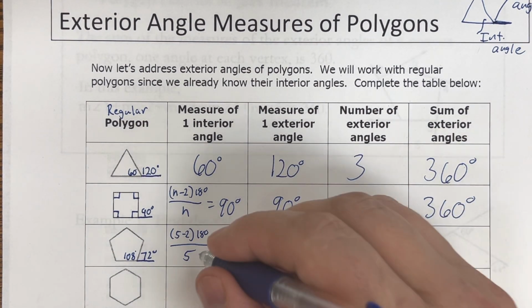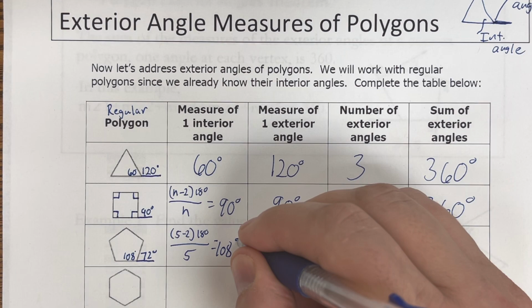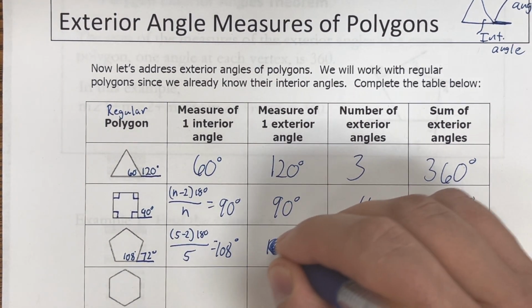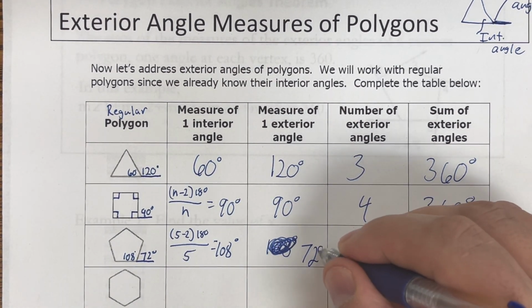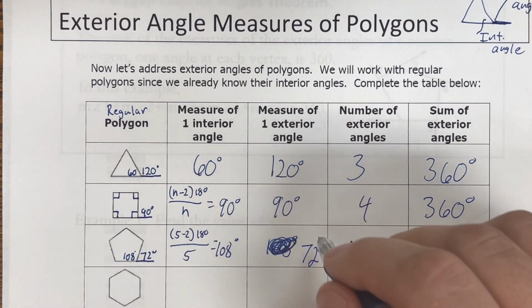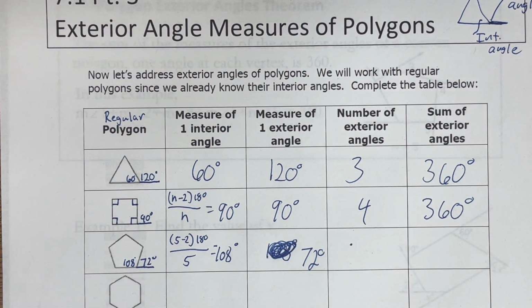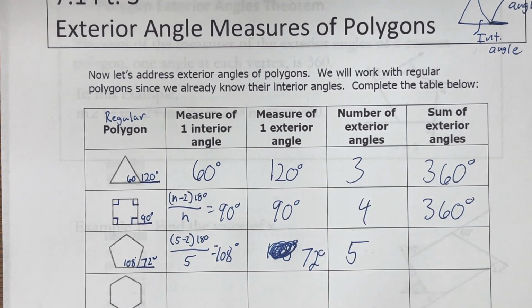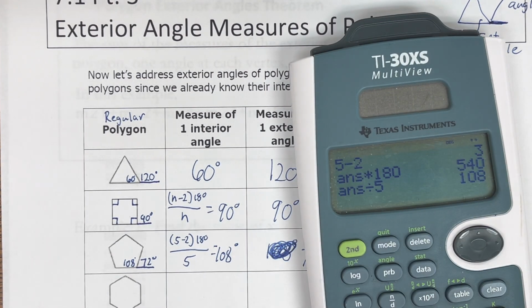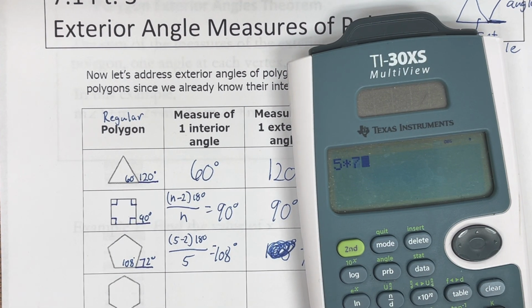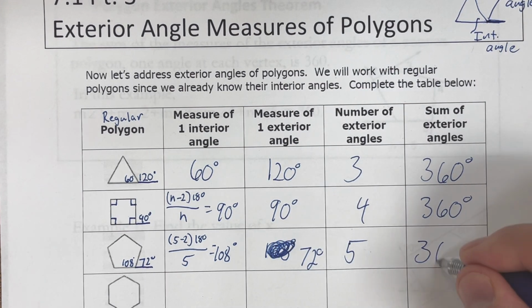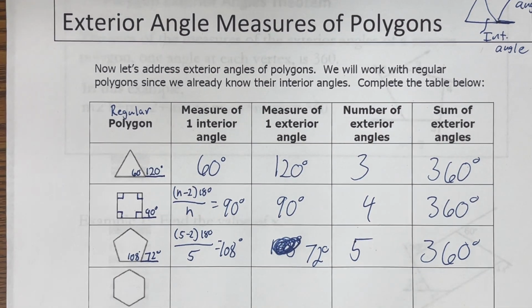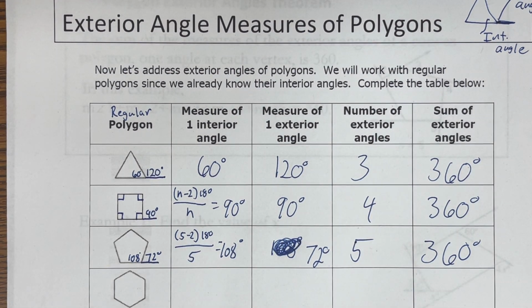Oh, I put that in the wrong spot. 108, sorry about that. I'm going to cross that off. This is 72. The exterior angle was 72. I put the interior one with the exterior. So 72 degrees. There are 5 of them, because there's 5 sides. So 5 times 72, let's see what it is. Oh, also 360. Interesting. So thus far we've done 3 different figures, and each exterior angle, one at each vertex, added up to 360 degrees.